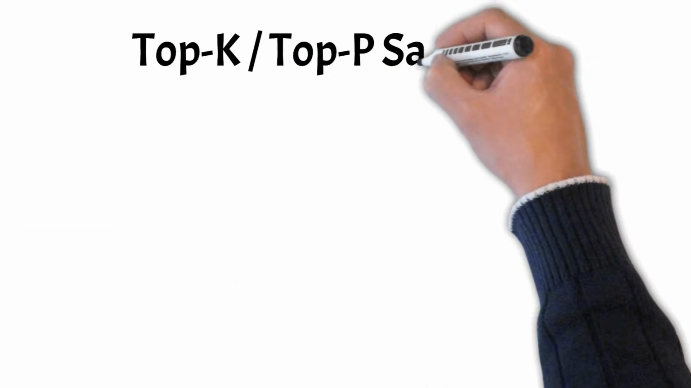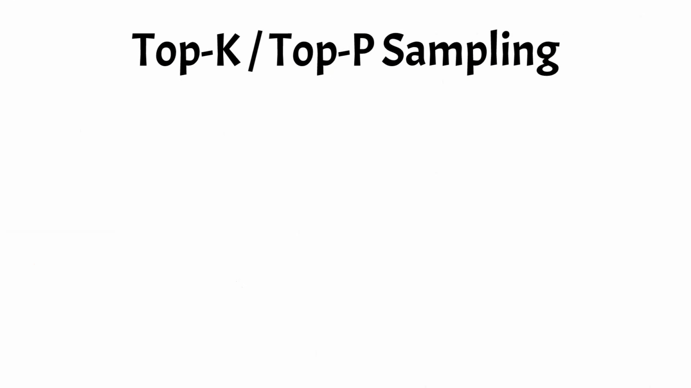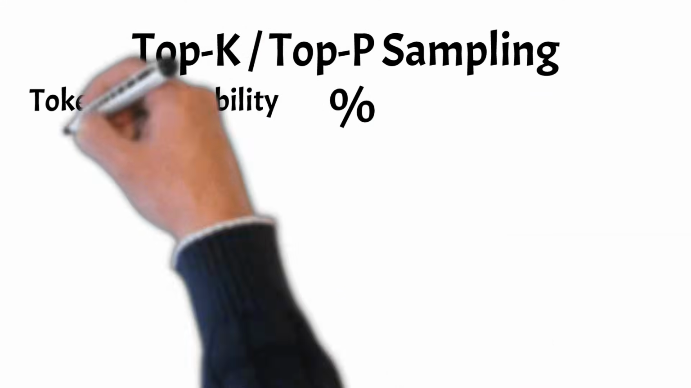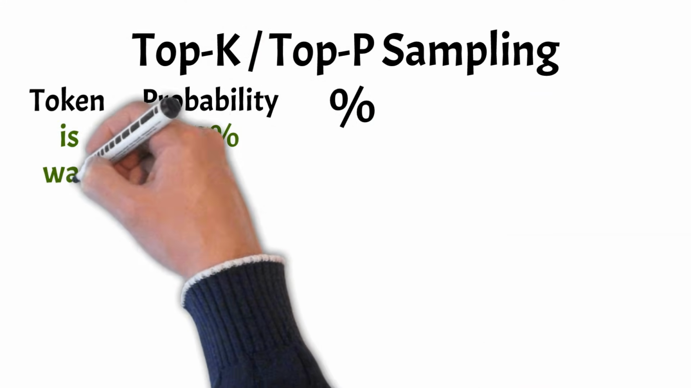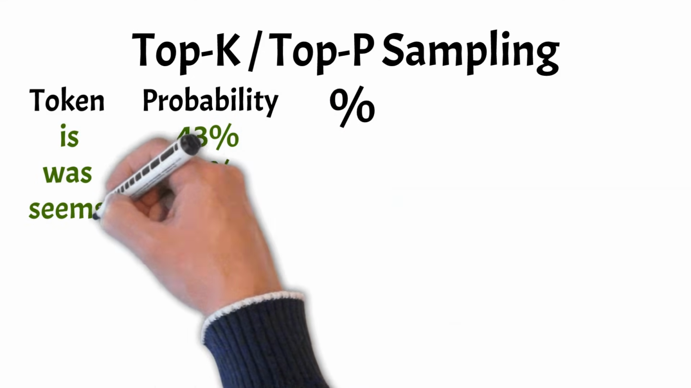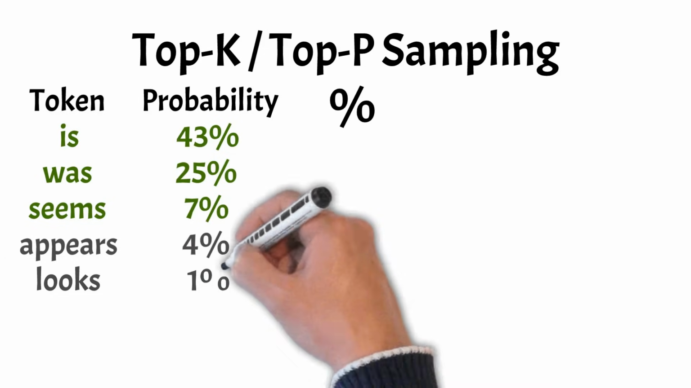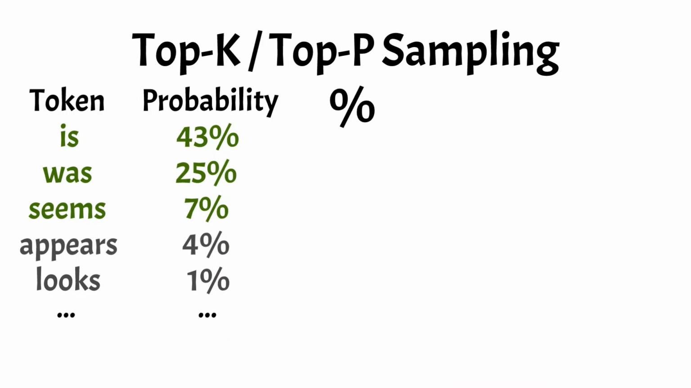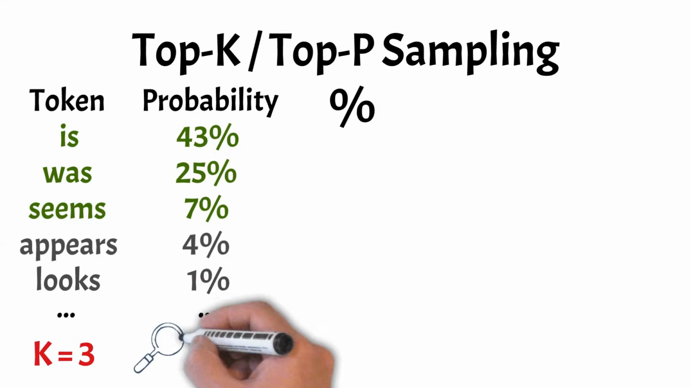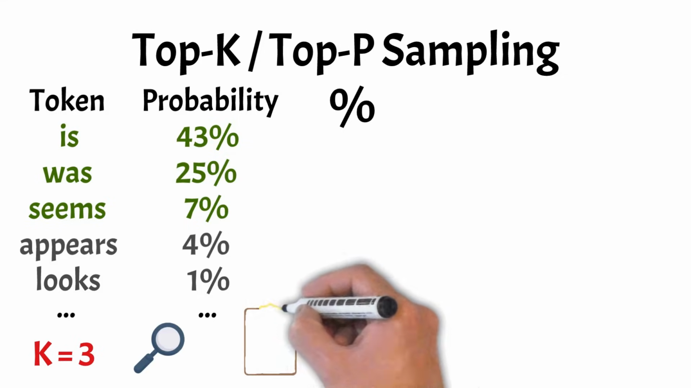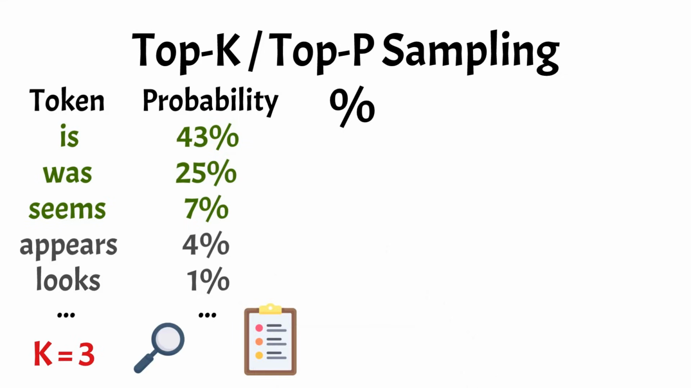Building on the idea of temperature, which adjusts how random or focused the model's choices are, there are two more ways to control how an LLM selects its next token: top K and top P sampling. Temperature reshapes the probabilities, but it doesn't change which tokens are considered. Top K and top P do. Top K creates a shortlist by keeping only the K most likely next tokens. For example, if K is set to 3, the model only chooses from the top 3 candidates, ignoring everything else. This keeps responses focused while still allowing some variation.